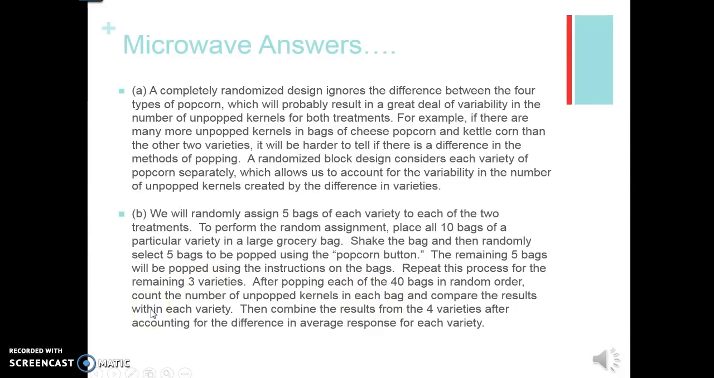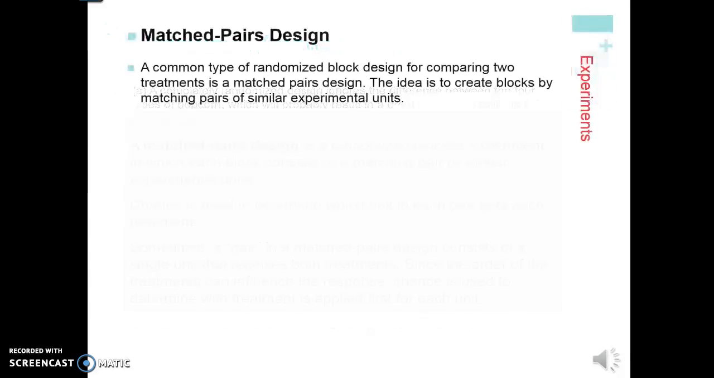Okay, so we're comparing the results within each variety. We're not comparing the blocks to each other. We're then taking all of the blocks together and combining the results from all 4 varieties after accounting for the differences in average responses for each variety. So that just means I'm basically taking all of the answers and combining them.